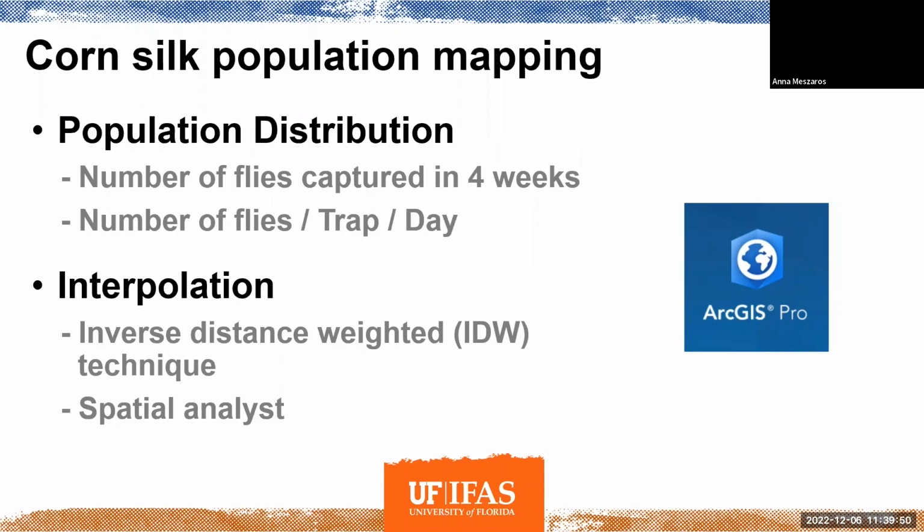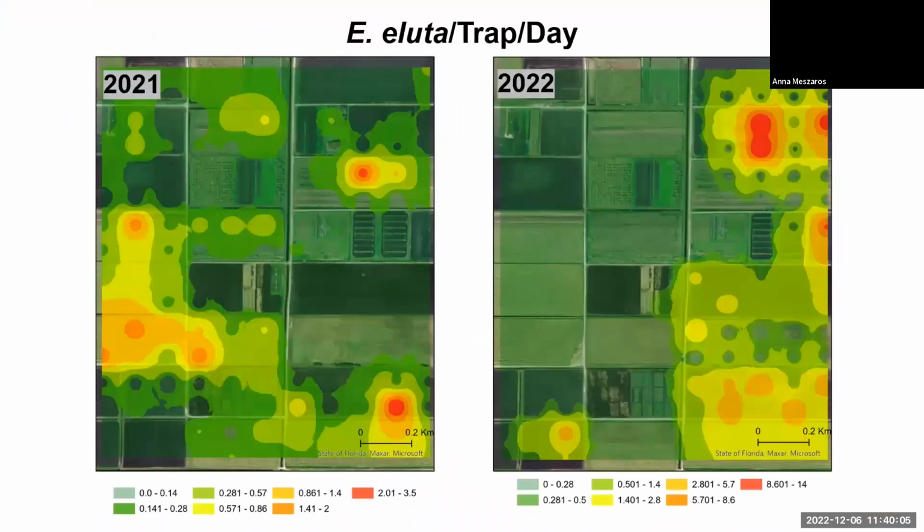So again, it's standard, so we can compare that with those studies and everything. We mapped those population at the station level. And for those interpolation maps, we use inverse distance weighted technique in our GIS. So these are the kind of maps that we obtain at the research station when we monitor for sailflies. So here I'm showing Euxesta eluta per trap per day. So adults, males and females, 2021 and 2022.